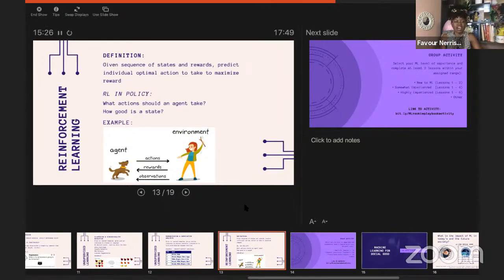This is really key and has been very useful in policy and decision making. So what actions should an agent take, and how good is an entire state? That's for utility analysis there.